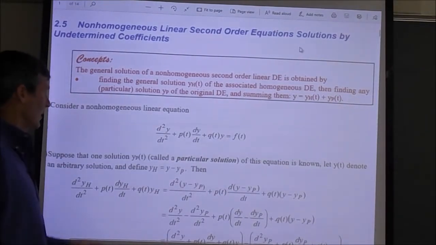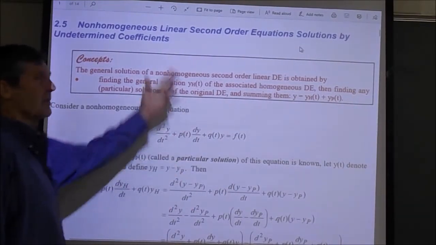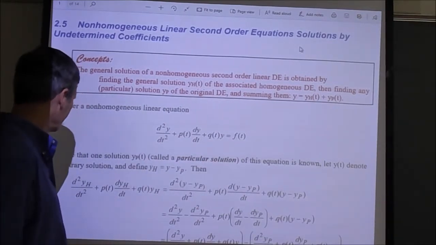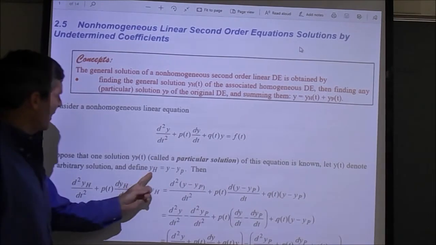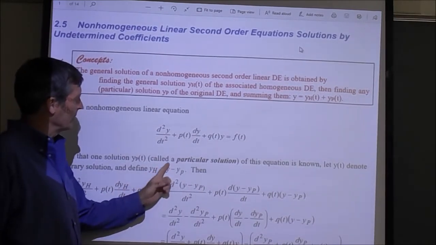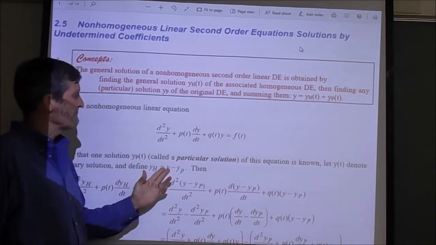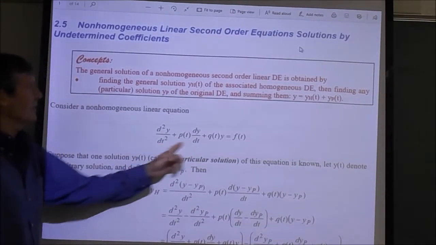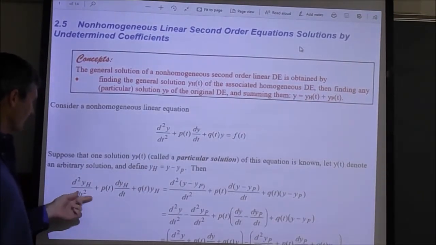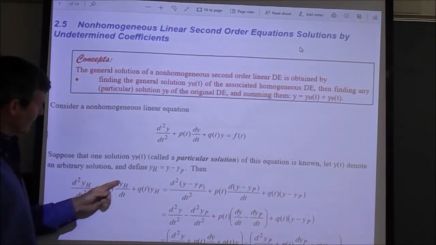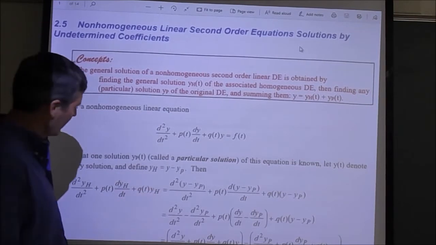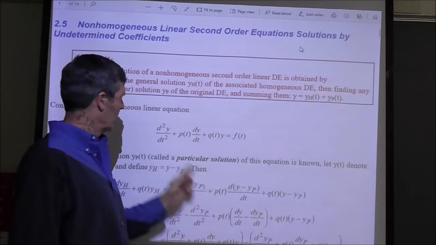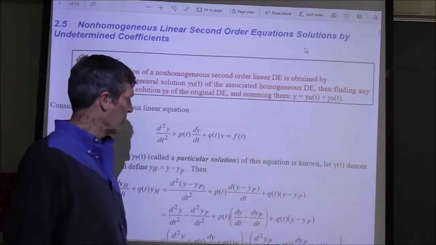And we let y of t denote an arbitrary solution. We want to find all solutions. We only know one. What could all solutions of this be? Well, let's define yh to be y, the arbitrary solution, minus yp, the one solution that we found. And we plug yh into the left-hand side of the differential equation, right? We take the second derivative plus p of t times the first derivative plus q of t times yh itself. What do we get? Well, yh is y minus yp, so you put that in.